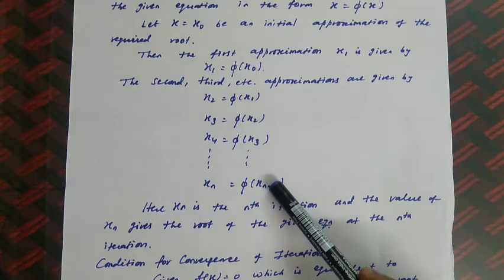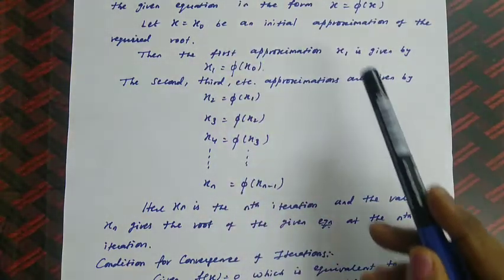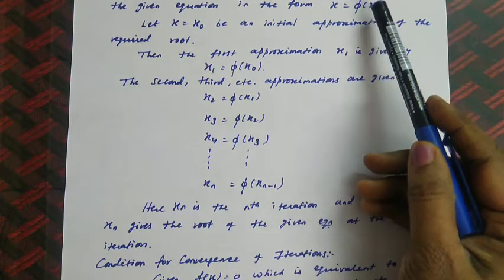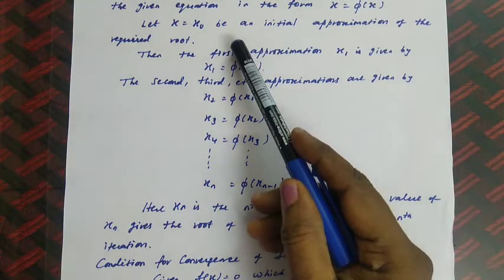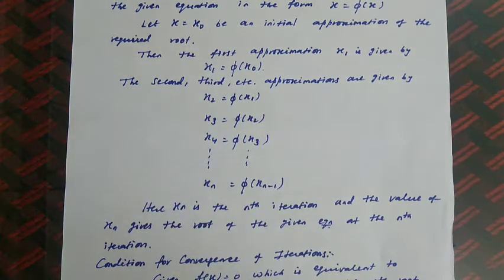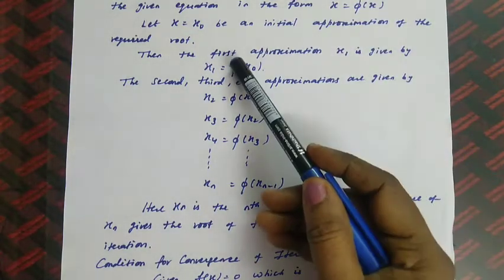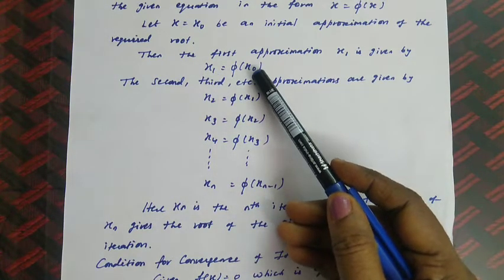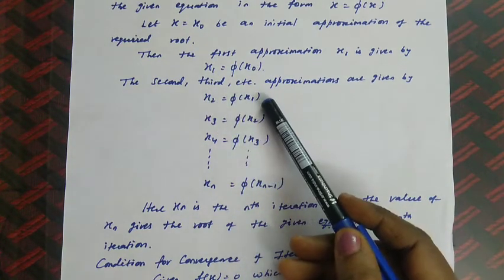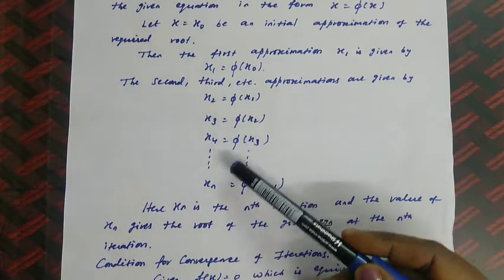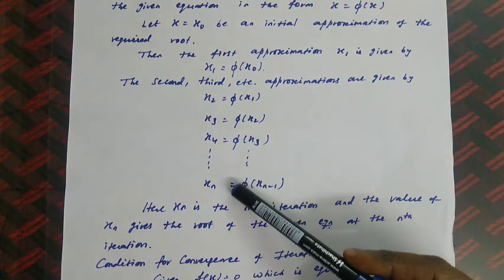So what does the procedure say? It says that given the equation f of x is equal to 0, first of all we are supposed to write the equation in the form of x is equal to phi of x. After writing this, we need to initialize the value of x according to the interval. So let x is equal to x naught be the initial approximation. Then we will go for the approximation. The first approximation is x1 equal to phi of x naught, and the second one is x2 equal to phi of x1. Likewise, we can do the procedure until we get two consecutive values that are equal. Then we can stop the approximations.